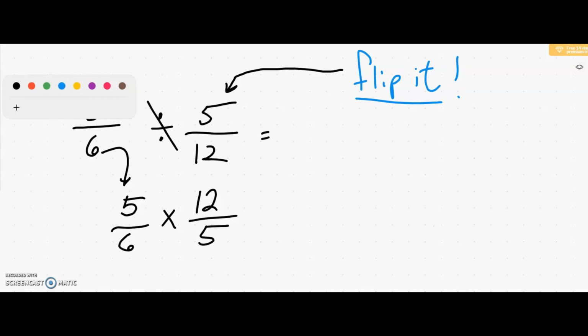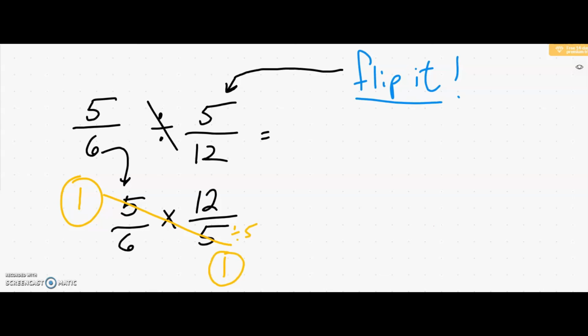Okay, so now I'm going to take my little highlighter here, and whenever we have two of the same number, identical numbers, 5 and 5, we can automatically turn them into ones, because what we're doing is we're dividing it by itself. Okay, and then 6 and 12, well, I know I can divide 6 by 6, and I know I can divide 12 by 6. So that 6 is going to become 1, and that 12 is going to become 2. I had to think about that. Okay, yeah, that looks good. Yeah, 12 divided by 6 is 2.